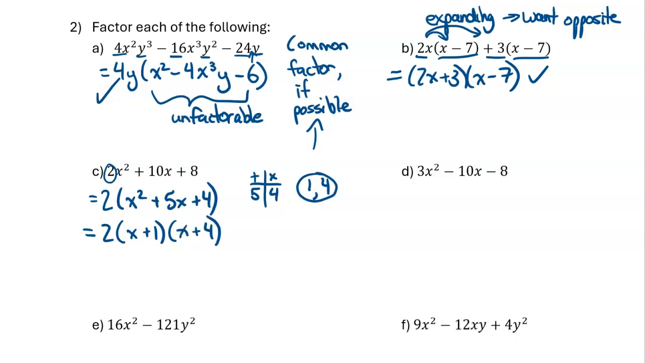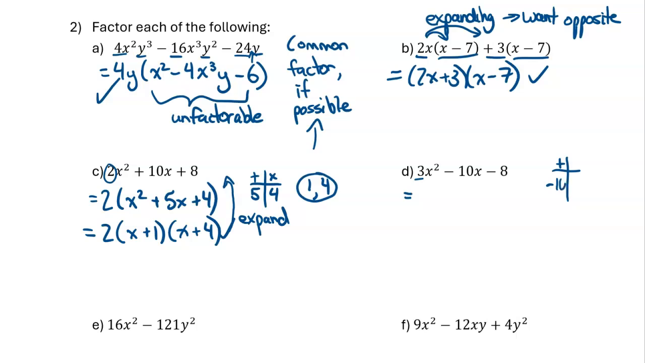We don't need to do any decomposition or anything because that is the answer. It always will be. So we still have that factor of 2 up front, but we have x plus 1 times x plus 4. And you can expand that back out to check to see if you got it right. D now is one where we can't common factor out that 3.